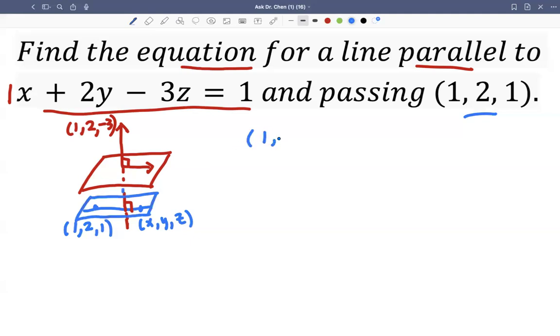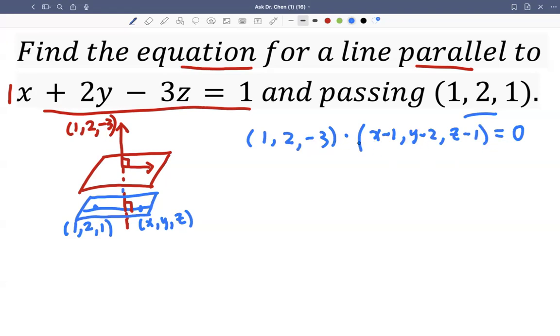So that means (1, 2, -3) dot product with this vector, which will be (x minus 1, y minus 2, z minus 1). Because we have these two points, we subtract, then we get a vector, which is (x minus 1, y minus 2, z minus 1). And when we do dot product, because they are orthogonal to each other, the dot product is 0.